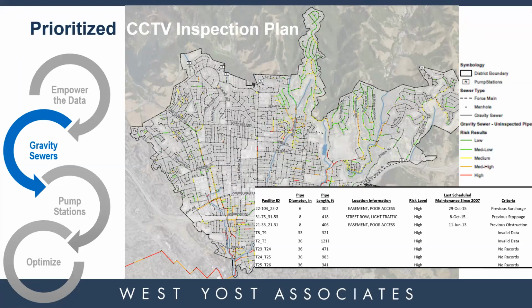These are often pipes that are in easements that are hard to get to, close to waterways. They can be large diameter pipes because they have a lot of flow in them, or the older pipes that just plain and simply have a lot of defects.